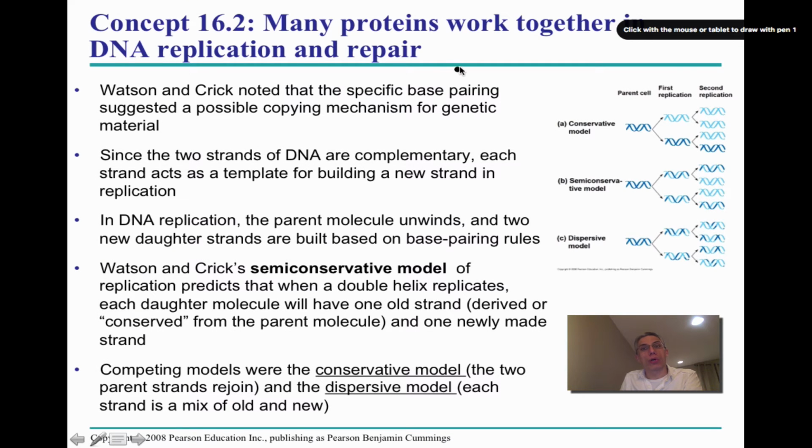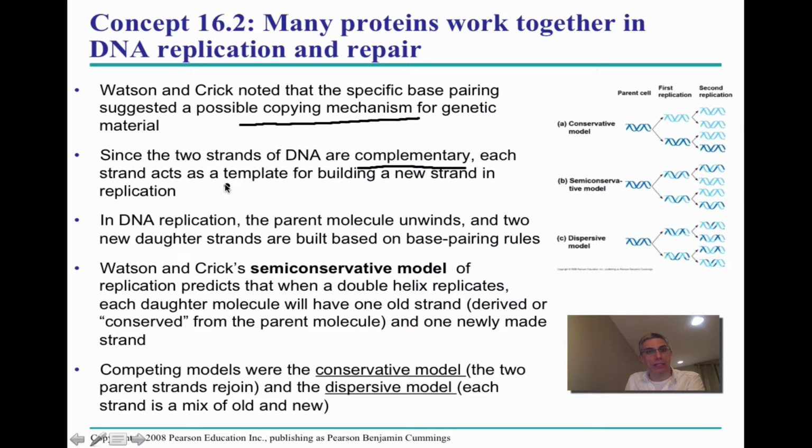Now, many proteins are going to work together in DNA replication and repair because our cells are always replicating. So if you're going to replicate a cell, you have to replicate that DNA. So Watson and Crick had noted that the specific base pairing suggested a possible copying mechanism for that genetic material. Since the two strands of DNA are considered complementary, each strand is going to act as a template. Now remember, a template is sort of something that we go by to build something else. So this was going to be used to build the new strand in replication. So in DNA replication, the parent molecule is going to unwind, and two new daughter strands are going to be built based on those base pairing rules that we had talked about in the previous screen.